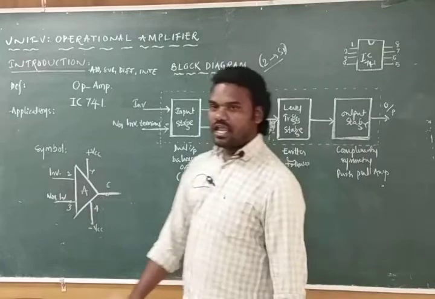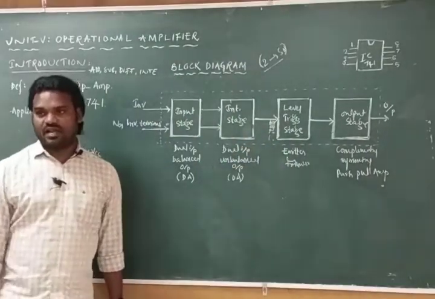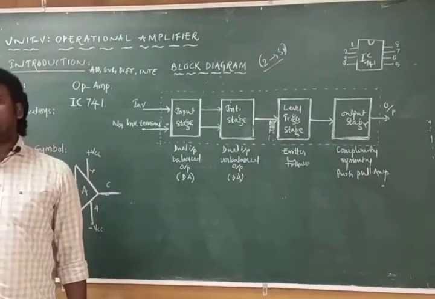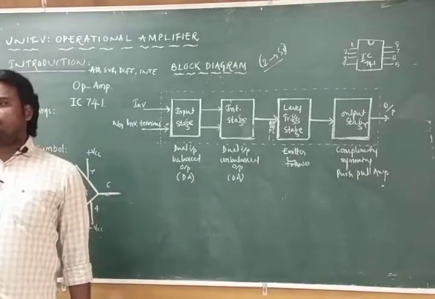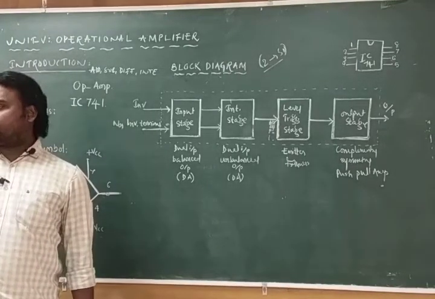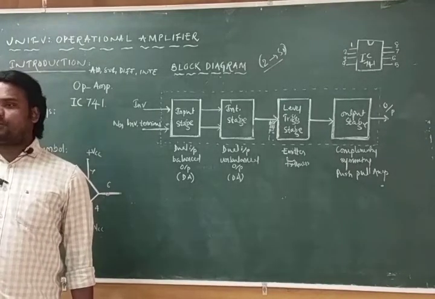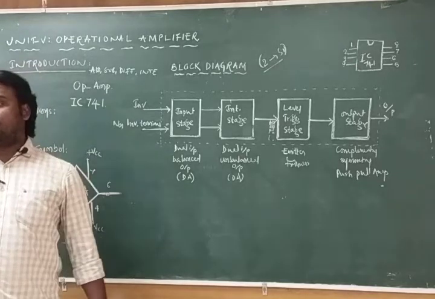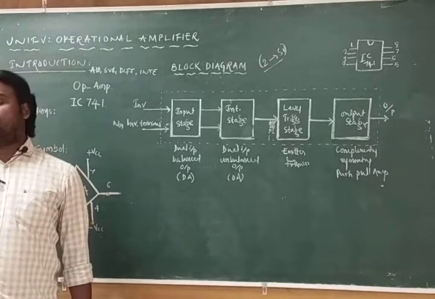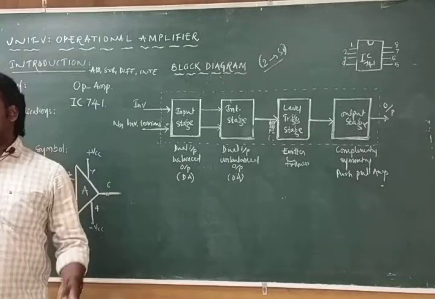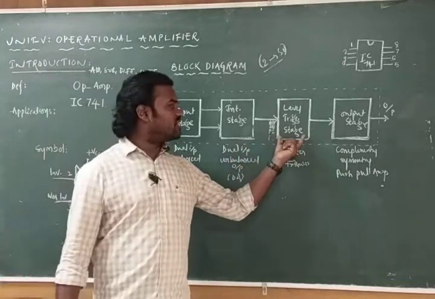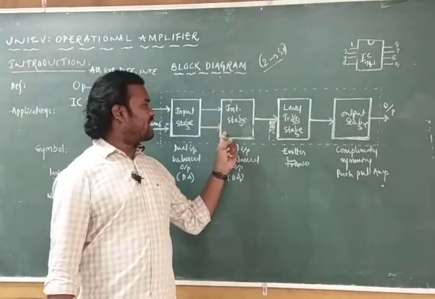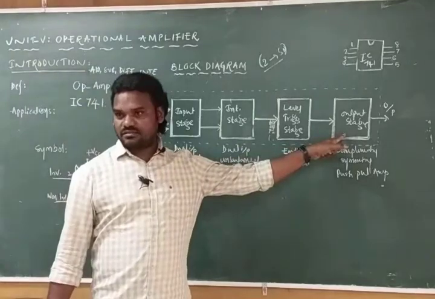Then I am going with the inputs of an operational amplifier. The operational amplifier block diagram consists of how many blocks? 4 blocks. First block is the input stage, last block is the output stage, second block is the intermediate stage, third block is the level shifting stage. That means it achieves compatibility between the intermediate stage and the output stage.